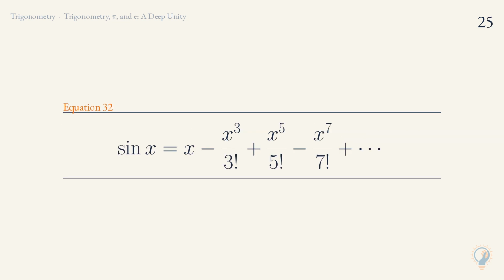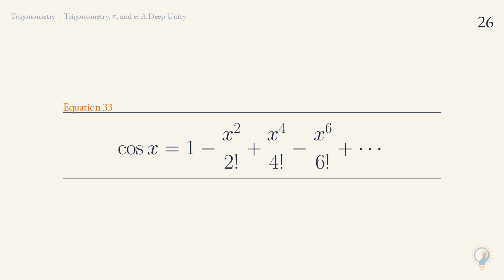Equation 32, the Madhava series for sine. The sine of x equals x minus x cubed over 3 factorial plus x to the 5th over 5 factorial minus x to the 7th over 7 factorial, and so on, alternating signs on every odd power of x.